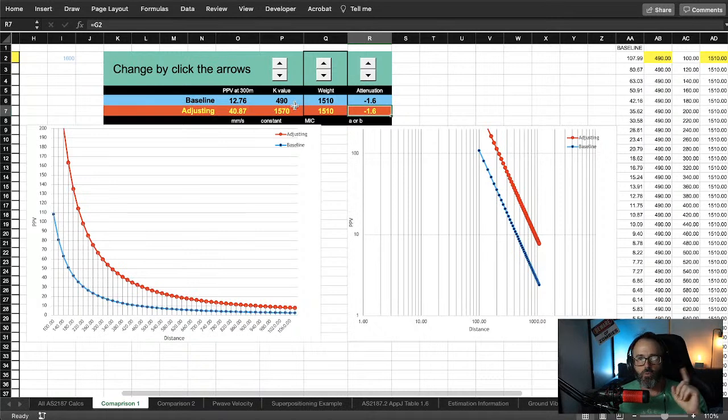And rain, what does rain do? It fills the voids up and helps the transmission. So it reduces attenuation. So it reduces the decay of the signal.